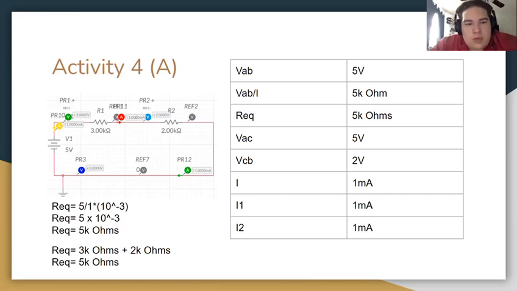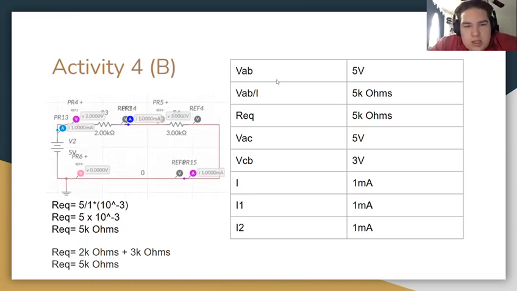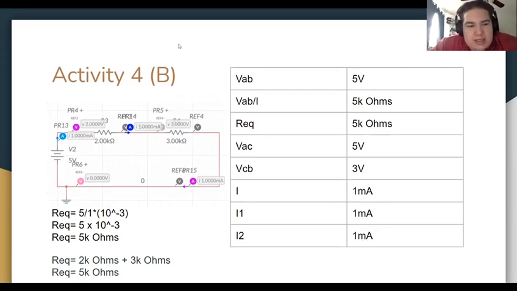In scenario B, everything was basically the same, except that since the resistor values change, the voltage between C and B was 3 volts. So that's the only thing that changed from scenario A.